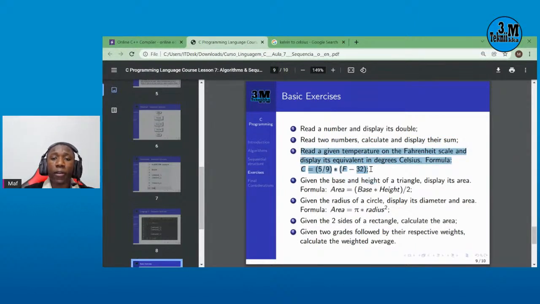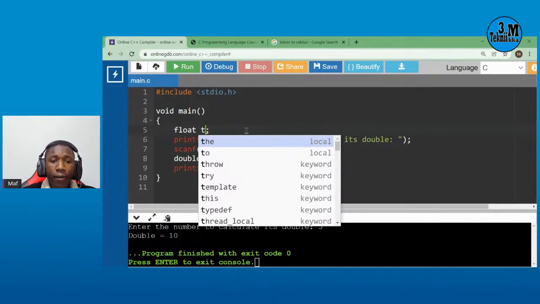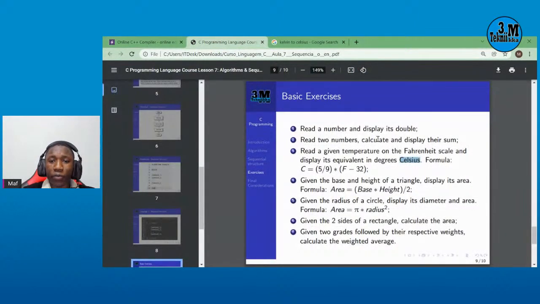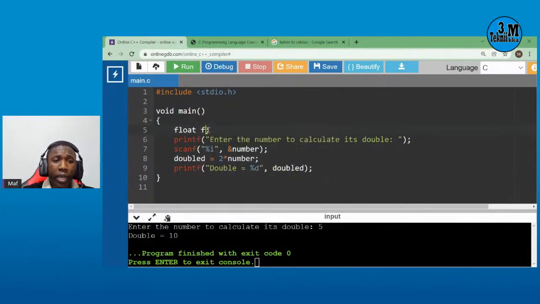Okay, this one. We're going to read a temperature in Fahrenheit, and then we convert it to Celsius degrees. The temperature should be a float because they are real numbers, not integers. So let's call that Fahrenheit. I have to copy this word. This is difficult for me. I don't know whether this is German or something like that. I can put here Fahrenheit. This is the temperature in Fahrenheit.